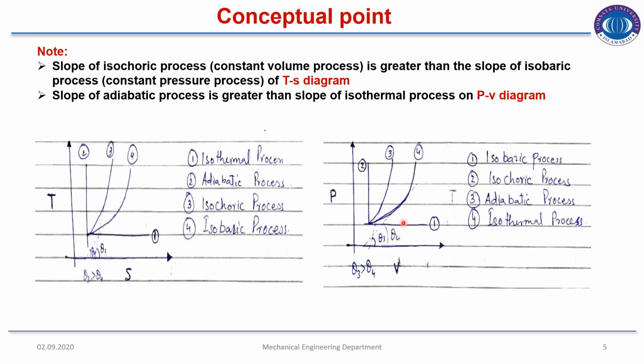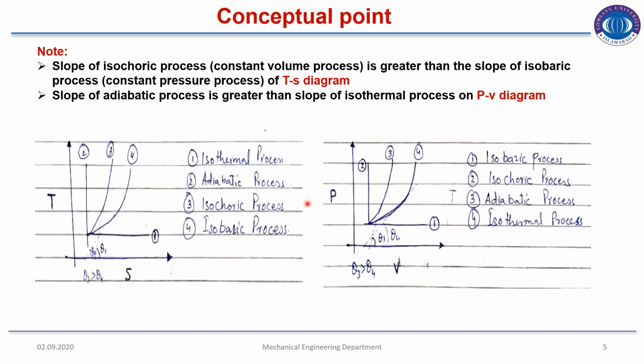Similarly to the TS diagram, a PV diagram is also shown here, and certain processes are represented on the graph. First is the isobaric process, in which pressure remains constant, so it is a straight line parallel to the x-axis. Process 2 is the isochoric process, in which volume remains constant, a straight line parallel to the y-axis.